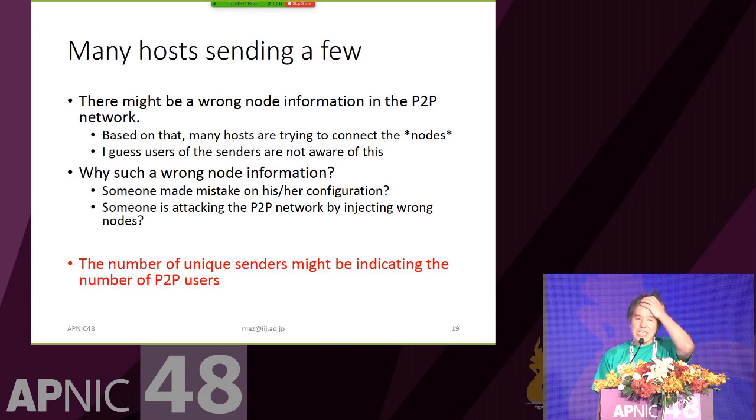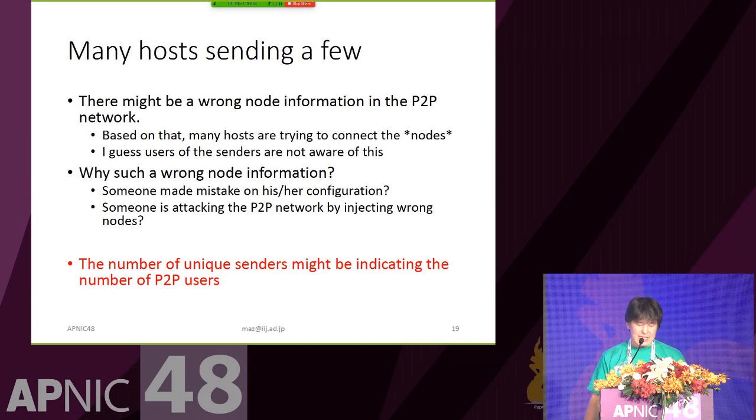There might be wrong node information in the peer-to-peer network. Based on that information, many hosts are sending us packets, trying to connect to the node. But why is there such wrong node information in the peer-to-peer network? Probably someone made a mistake in the IP setting or configuration in the host, or someone tried to attack the peer-to-peer network by injecting wrong node information.